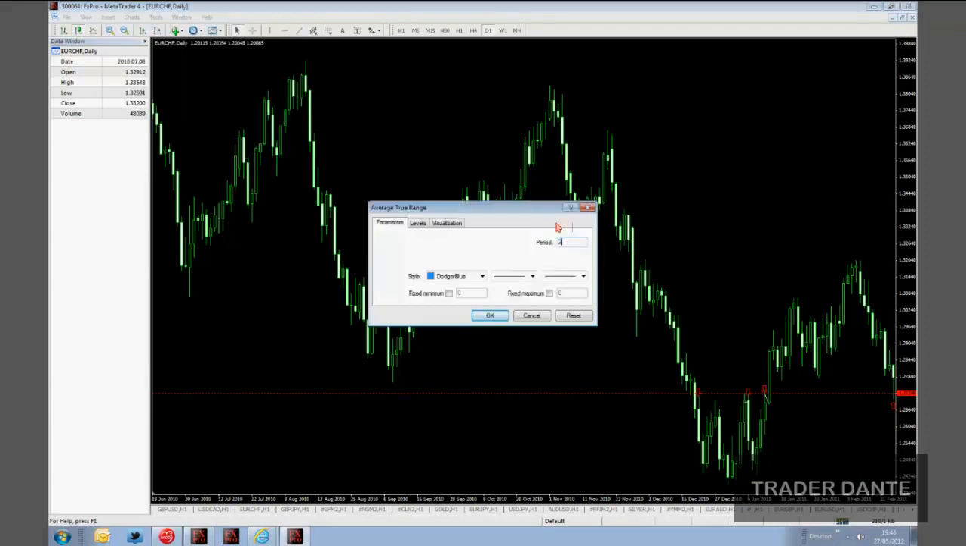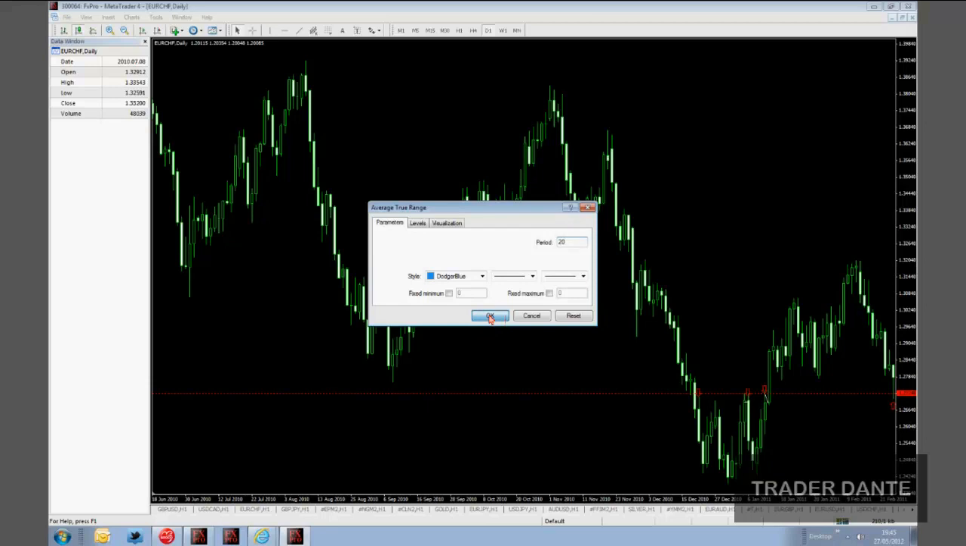Now I'm going to use a 20-period ATR. The reason I use a 20-period ATR is because there's 20 trading days in a month. So I'm just averaging out the average amount that the market moves on any given day in the last month.